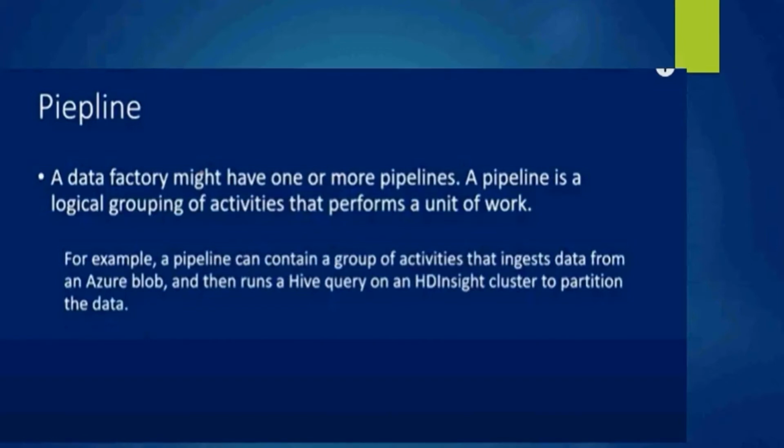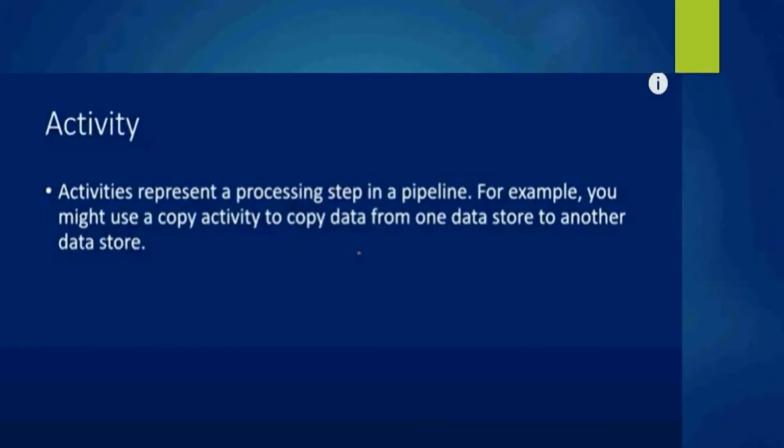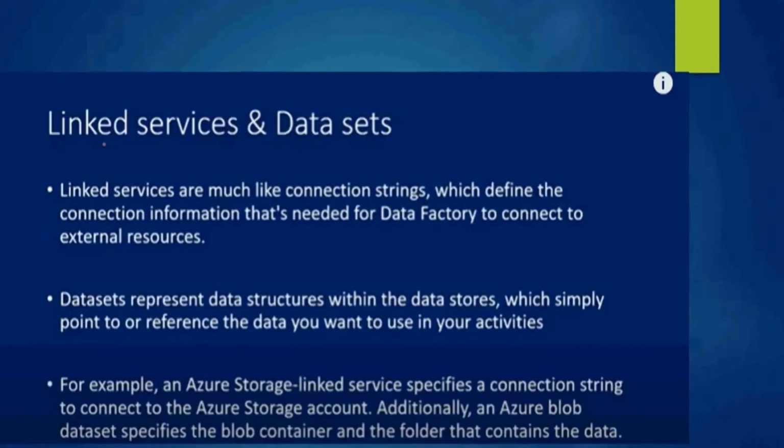Okay. So now the next one is activity. What is an activity? Activities basically represent a processing step in a pipeline. Similarly, as I said a few moments ago, whenever a scenario appears where we have to copy data from a source system to a target system, in that case we would need an activity in order to do that.